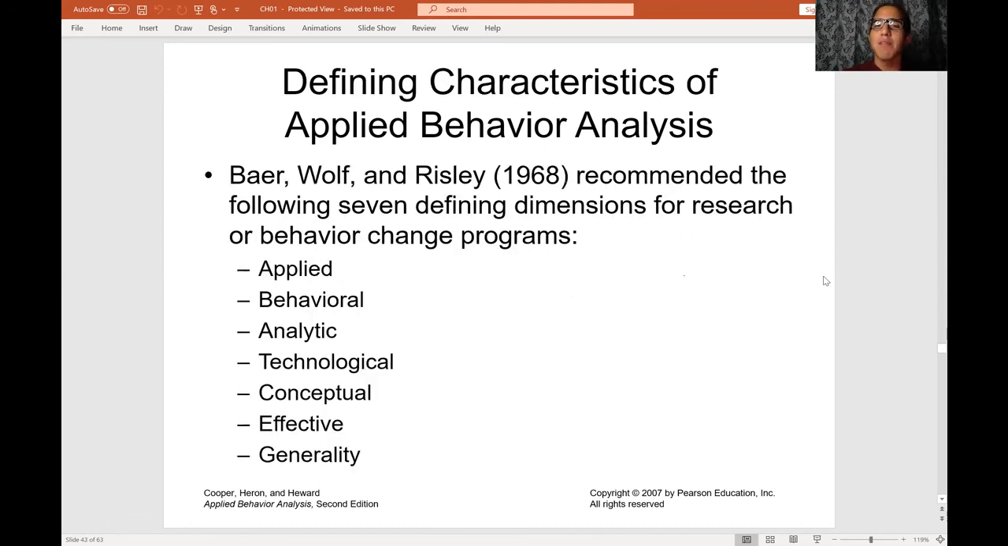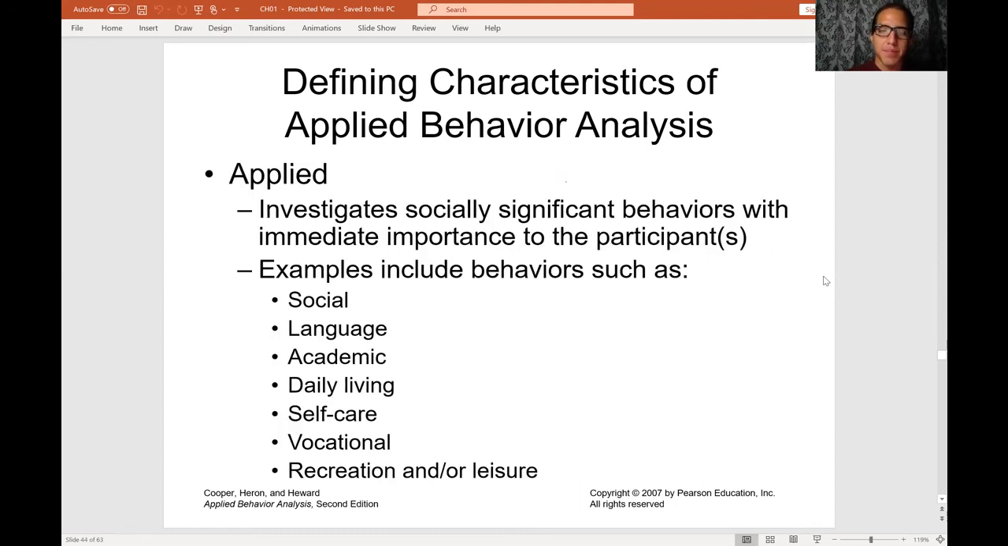So they recommended the following 7 defining dimensions for research or applied behavior change programs: applied, behavioral, analytic, technological, conceptual, effective, generality. Applied investigates socially significant behaviors with immediate importance to the participants. Examples include behaviors such as social, language, academic, daily living, self-care, vocational, recreational, or leisure, right?